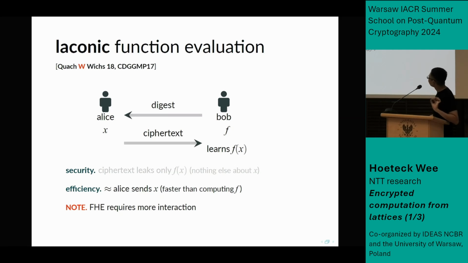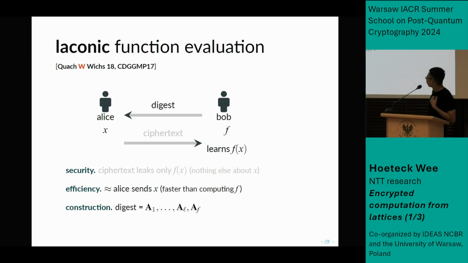In particular, if we want Alice's computational complexity to be very small, the first message from Bob, which we call the digest, has to be a short message. If the first message is very long, just reading it is going to take a very long time. So the first message should be much shorter than the size of the function F.